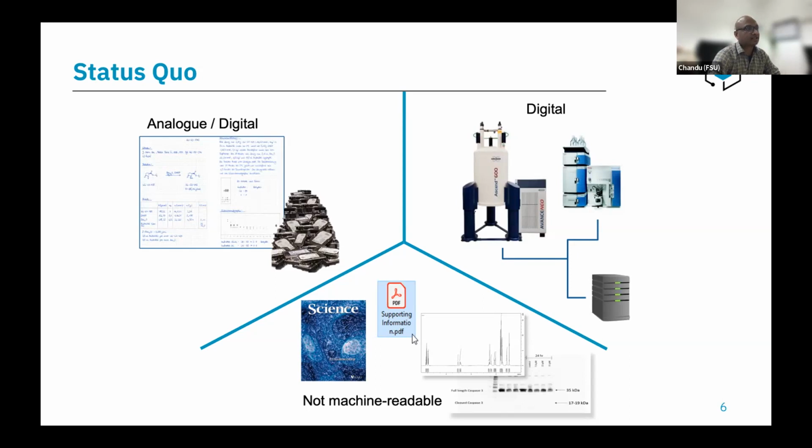Data is, of course, digitally generated by analytical instruments like NMR and mass spec. However, the data is stored locally in data silos, and there is no integrated information flow there.